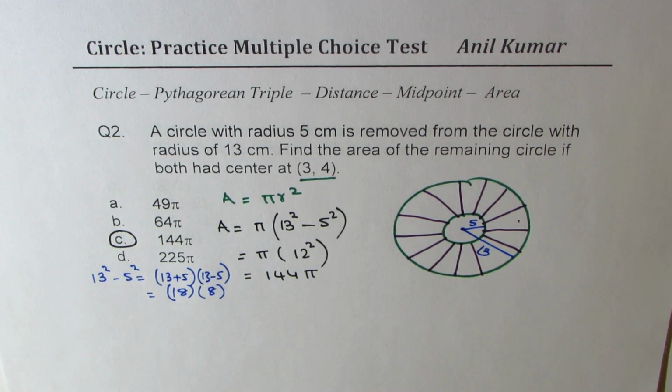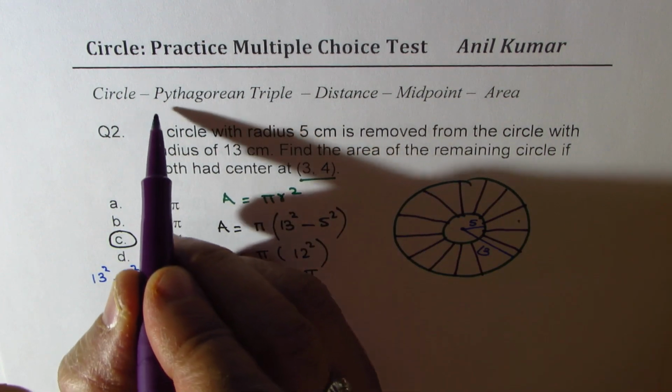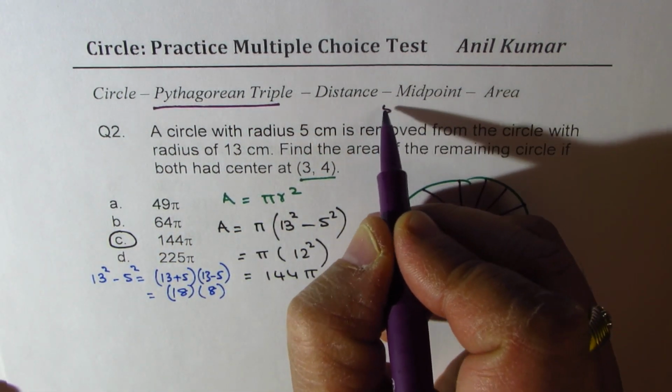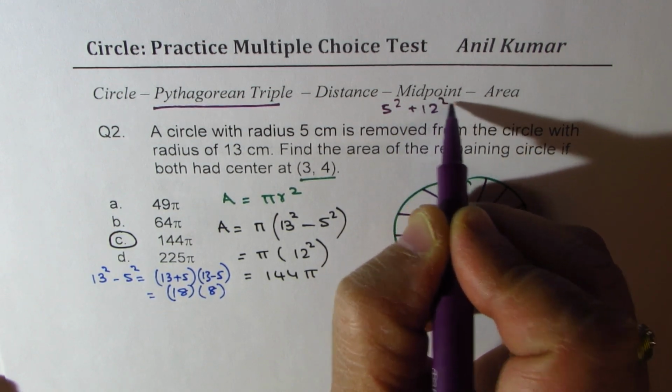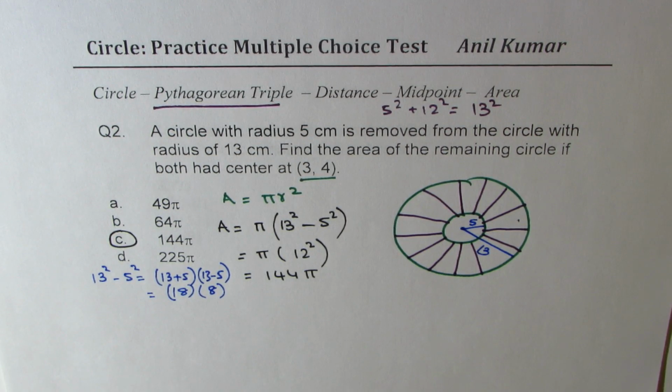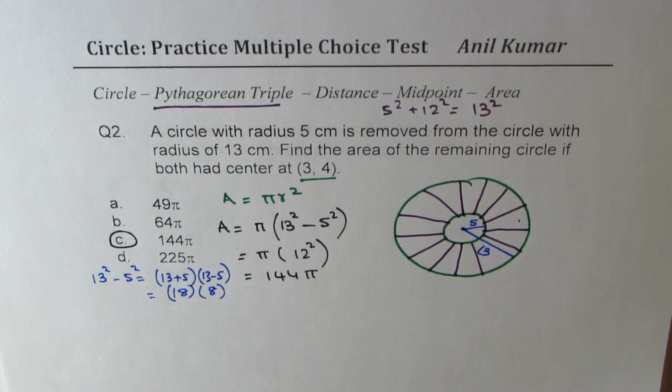However, you again understand how important it is to remember Pythagorean triples. So if you know this triple, that is 5 square plus 12 square is equal to 13 square, then such questions can be very easily answered. And this triple is extremely important to remember. So that is what I am emphasizing on with the first two examples.